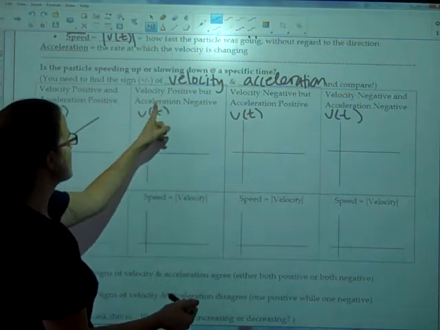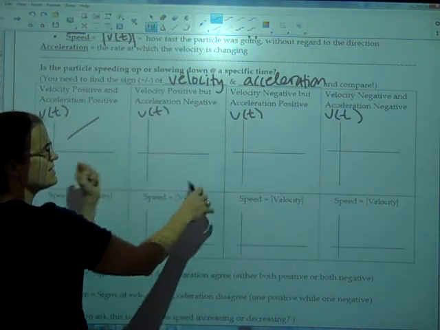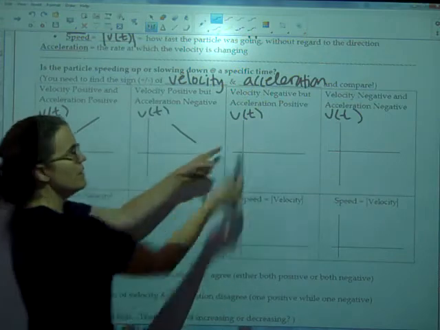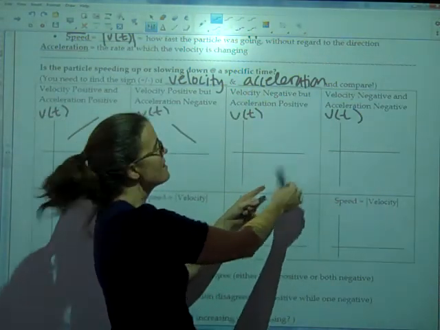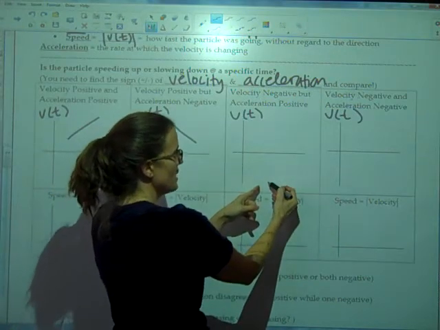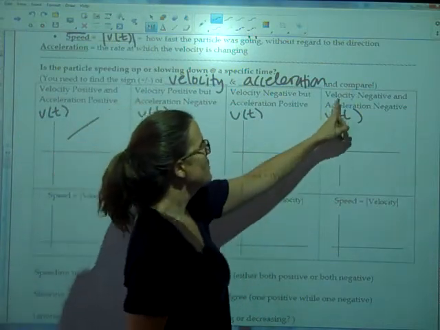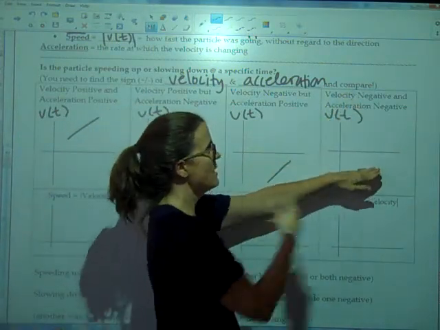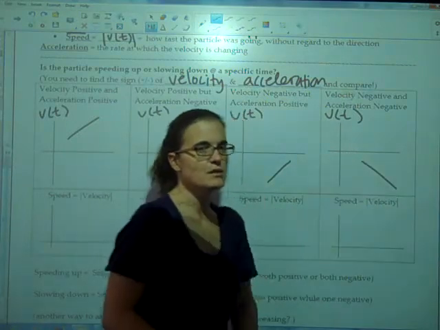Okay? Velocity positive while acceleration is negative means I'm above the x-axis, but now my function is decreasing. Velocity negative, acceleration positive means I was below the x-axis, but my function was increasing. So negative velocity, but acceleration positive. Okay. And then velocity negative, so below, and acceleration negative, so the function was also decreasing.